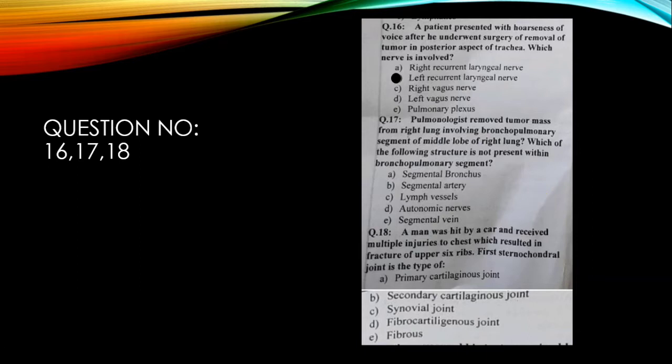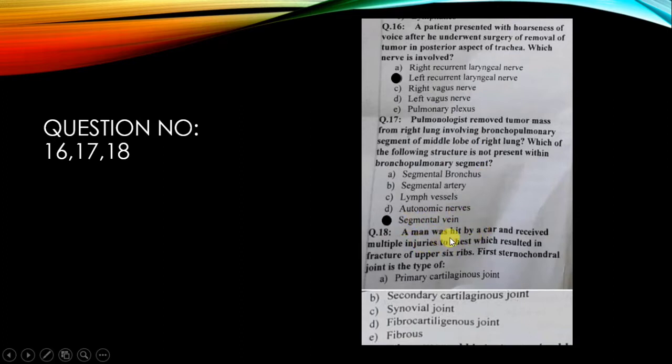When we examine the segment of any part of the lung, it does not have a segmental vein, while it has a segmental bronchus and segmental artery. So segmental vein is the correct answer.